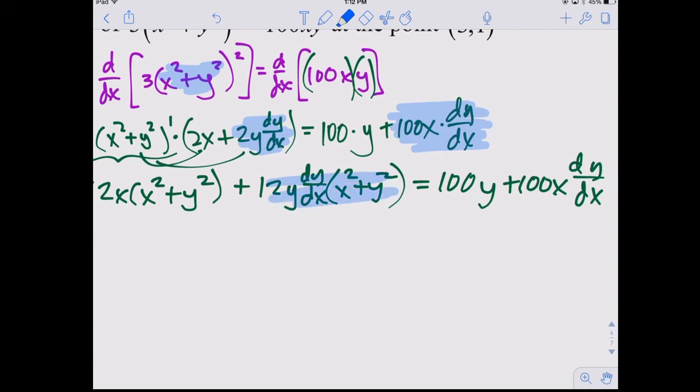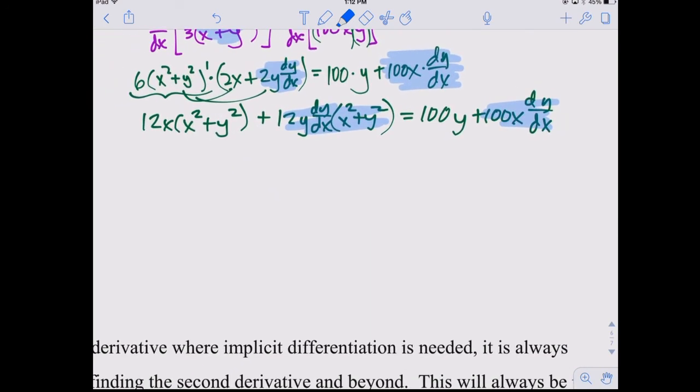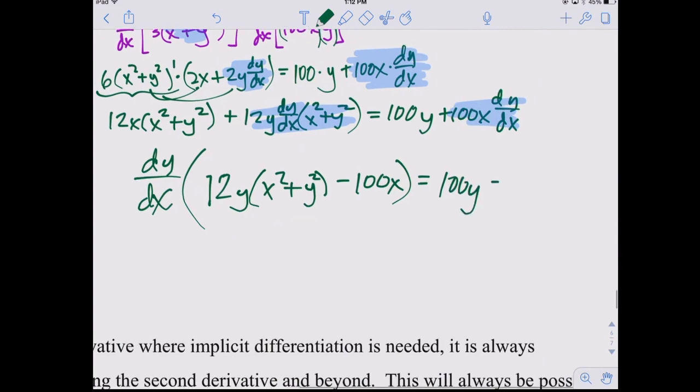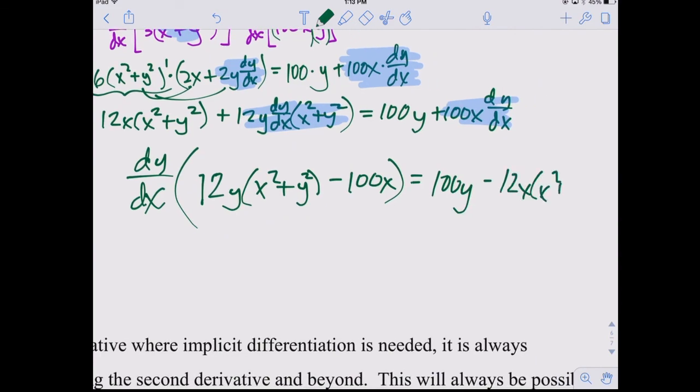Now I'm able to get my terms with the dy dx on the same side and everything that doesn't on the other side. Now I'm going to do a 2-for-1 deal here. When I bring the 100x dy dx to the left side and get that other highlighted term on the left to the right, the next step would be to what? When you have your dy dx terms together, factor it out. So I'm going to factor my dy dx out, and that's going to give me 12y times x squared plus y squared. That is still on the left side, and then minus 100x. And that's going to equal the 100y that stayed over there minus this 12x times x squared plus y squared that comes across.